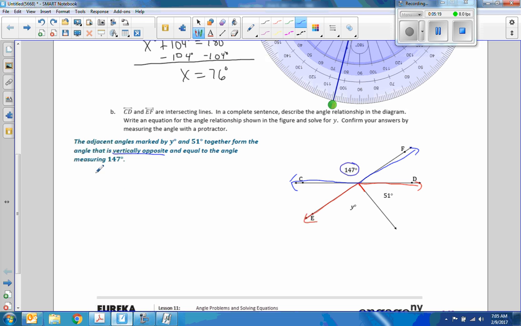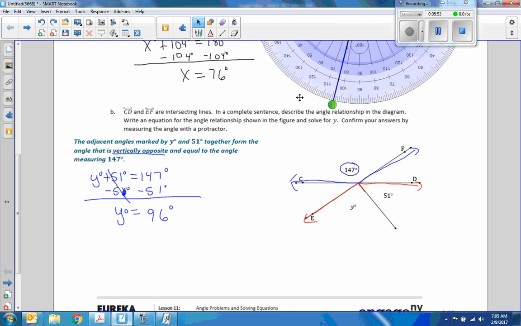So then my equation is going to be y degrees plus 51 degrees equals 147 degrees. I want to know what this angle is, so I'm going to subtract 51 degrees from both sides. 51 degrees. And this cancels, and I get y degrees equals 6. 14 minus 5 is 9. So that's 96 degrees. Then it says confirm your answer by measuring with an angle protractor.